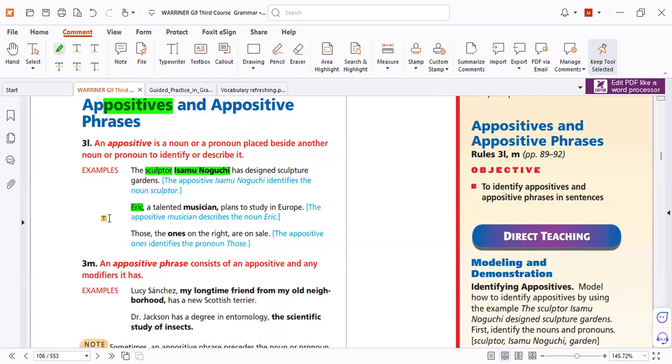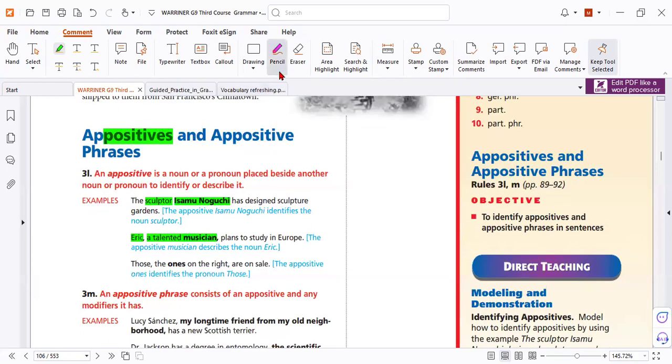So like that, Eric, a talented musician. Who is he? Musician. And how about him? Talented. So that is called an appositive. Okay, but if I delete the appositive phrase, does the meaning of the sentence change? Yes. Why? Because Eric is the subject, plans is the verb. Okay, it's correct, but I don't know what the job of Eric is exactly. Musician. And here, who is the sculptor exactly? We have many sculptors in the world.